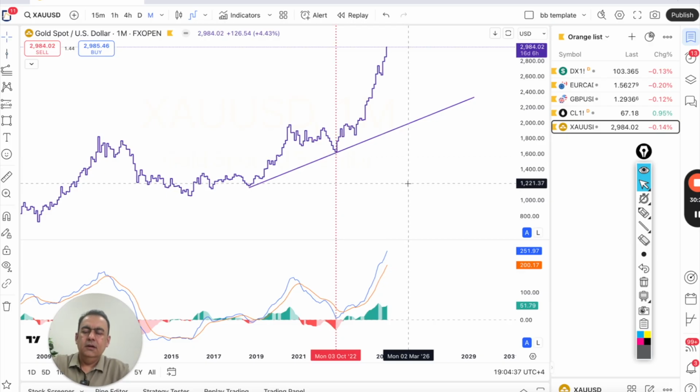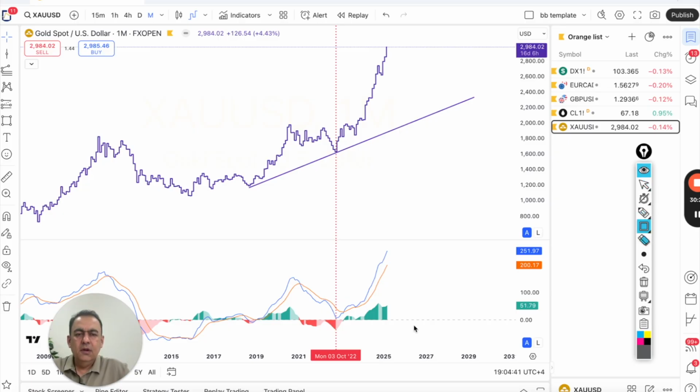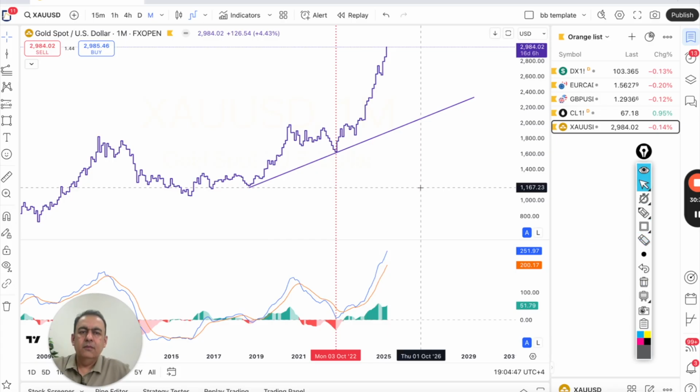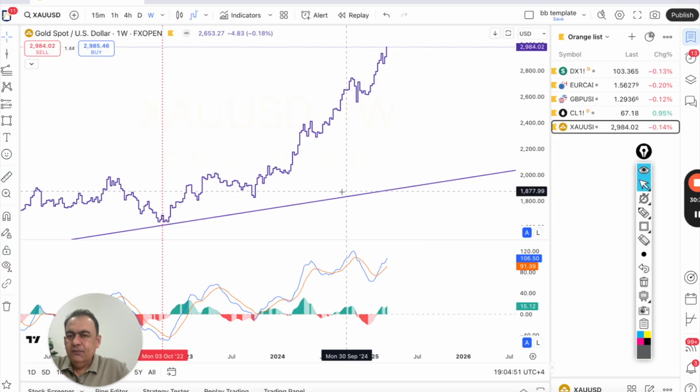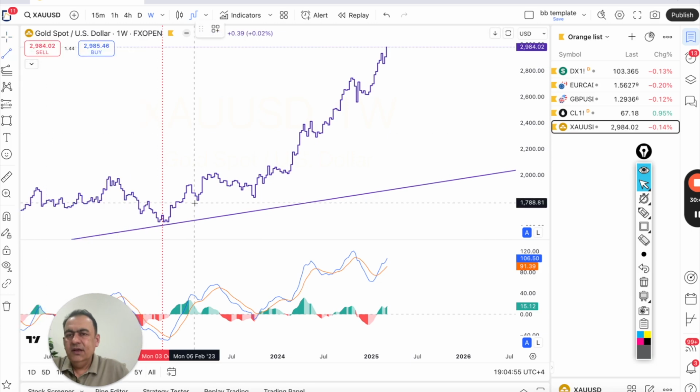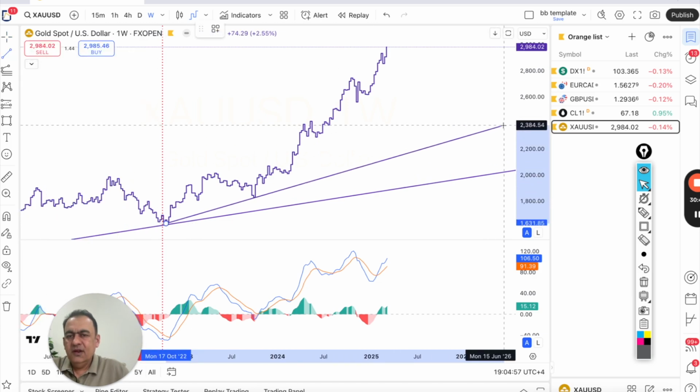Done. And the environment on monthly time frame for gold is extremely bullish. MACD histogram rising, and we have MACD lines also rising with clear strength. Moving down to weekly now, and on weekly again I can see NPN, so I can use a second trend line on weekly. So this is the second trend line.